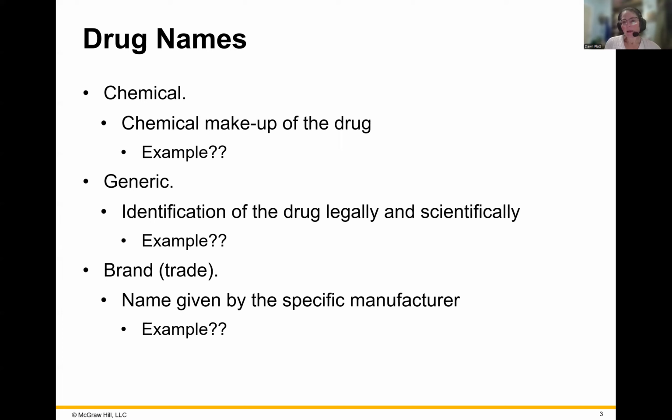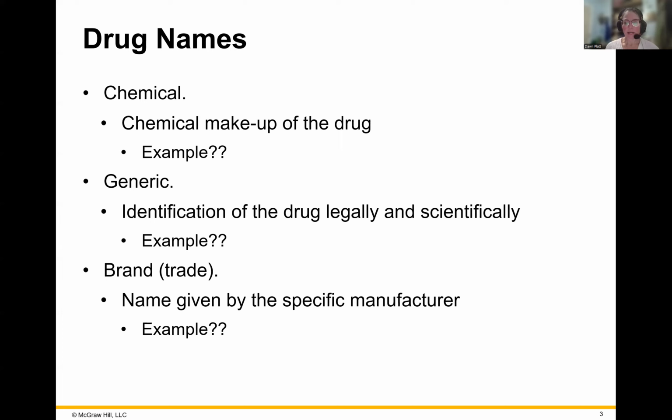And then the trade name is a brand name. So when a drug comes out on the market, a manufacturer is going to create this drug and they're going to have a brand on it. They're going to have a patent on it. It's going to be theirs for a certain period of time before other companies can actually create a generic form of that medication.